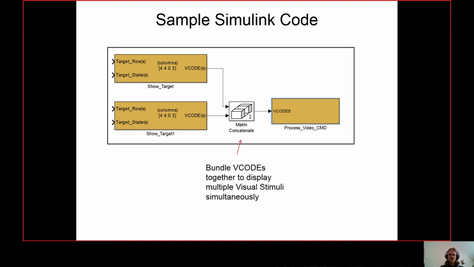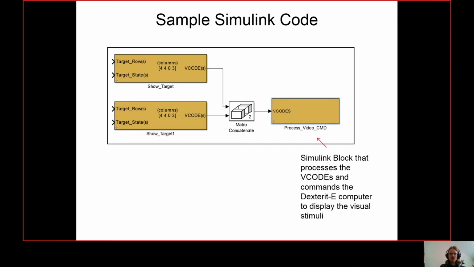Next important thing, these V codes all need to be put together. Just use a matrix concatenation block to do that. And once those are all concatenated into one large matrix, this process video commands block is what takes all of those V codes and pushes them across to the dexterity computer to be drawn on the screen. So you don't need to do anything with the process video commands block. It just needs to be there in order for the display to actually be updated.